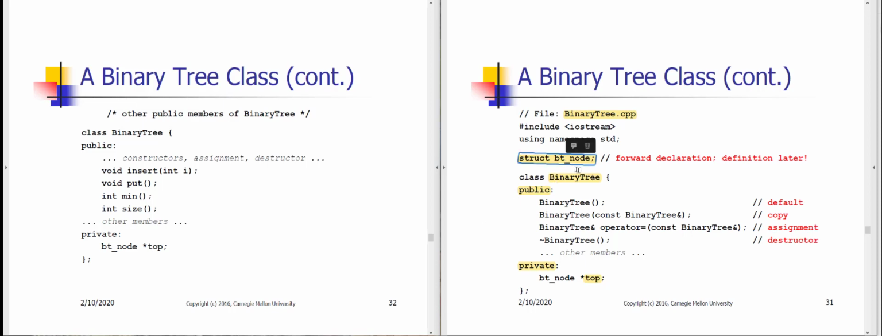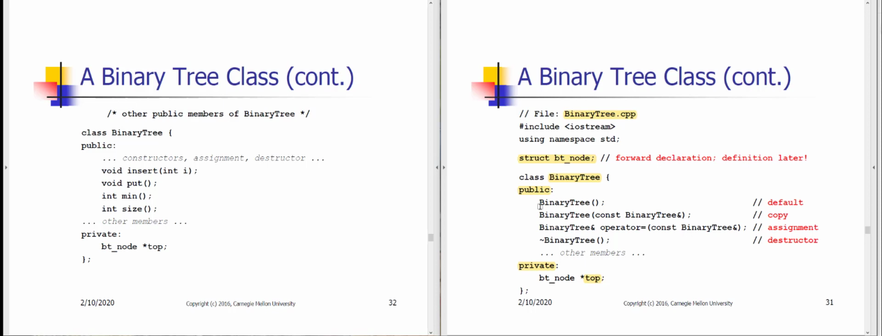All right, so this thing here is called a forward declaration. We're informing the compiler, hey compiler, BT node is a structure. Therefore, the compiler will be happy with me saying that top is a pointer to a BT node. Later on, when I need to actually implement code involving using top, I will have to tell the compiler the details of what a struct BT node contains. But the forward declaration is all I need in order to be able to tell the compiler that the top data member is a pointer to some kind of struct.